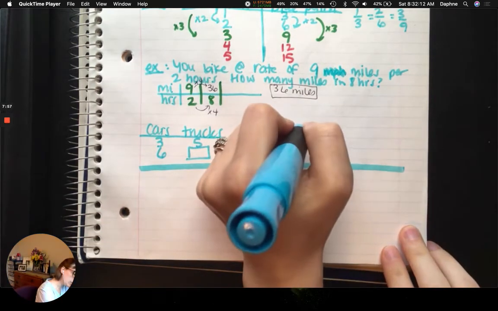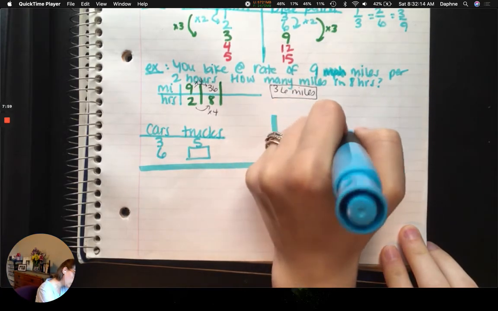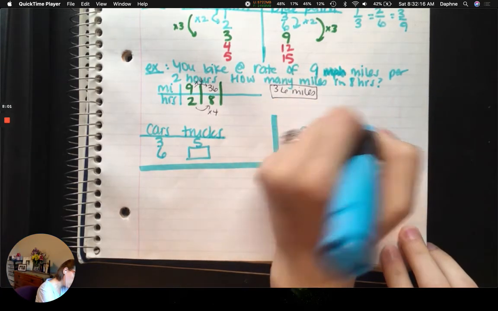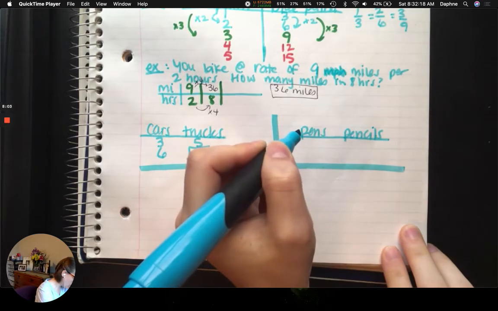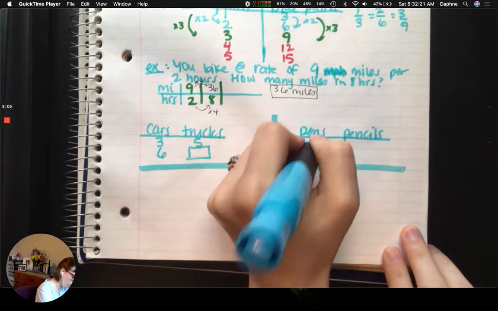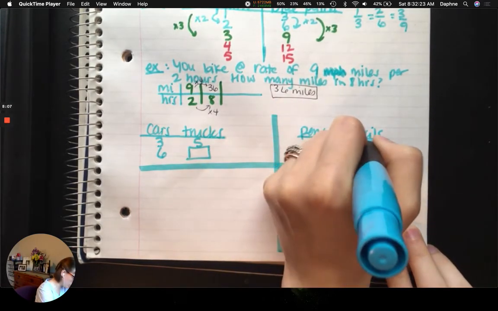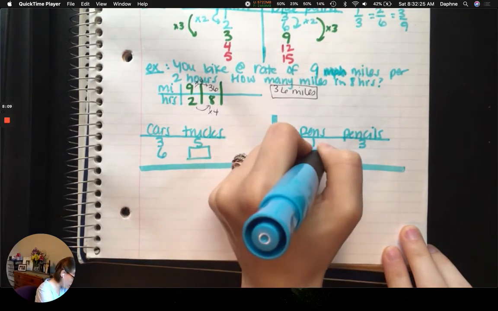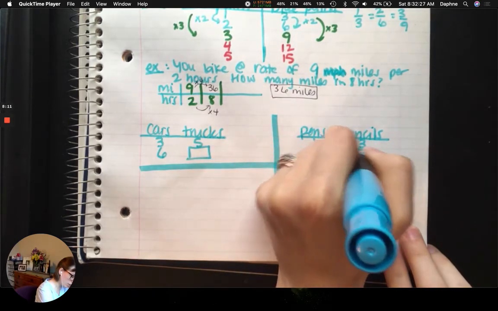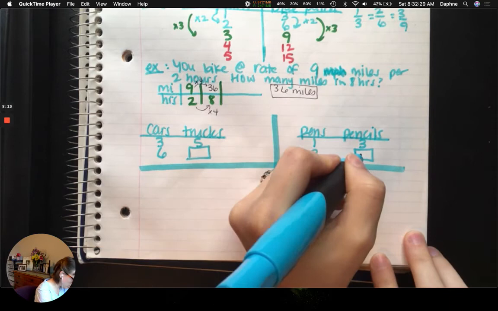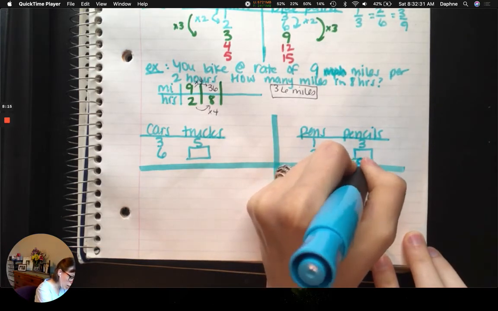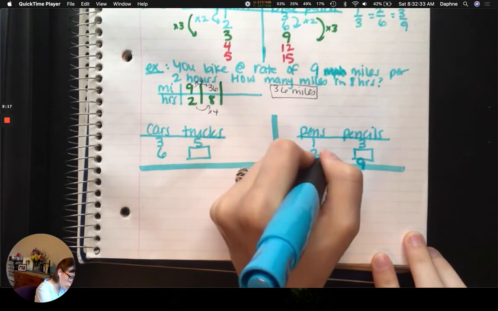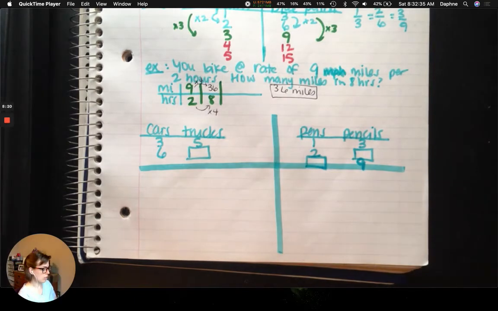Next one is pens versus pencils. I have 1 pen to 3 pencils, 2 pens to how many pencils, and then 9 pencils to how many pens. All right, pause the video, try to fill in both of those. And I'll use the green marker again.